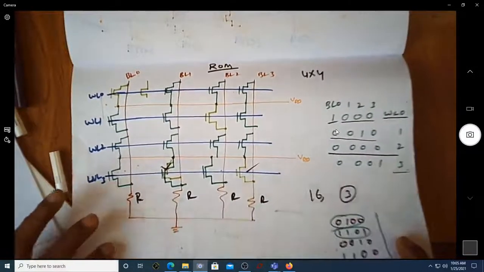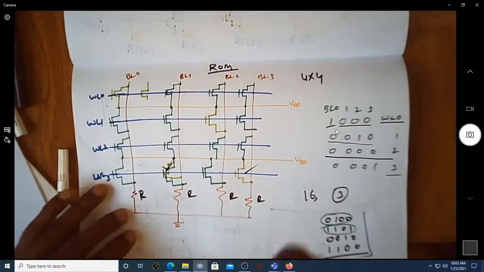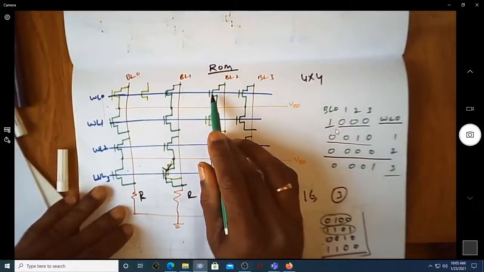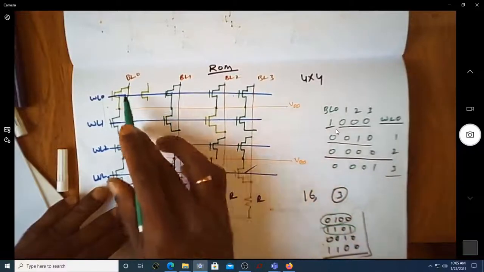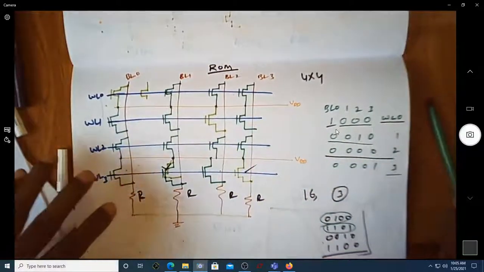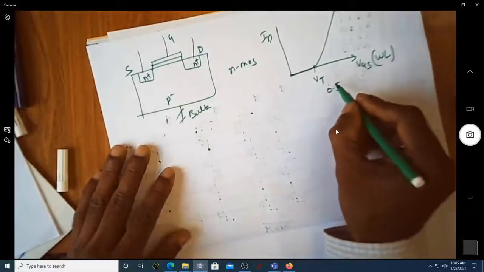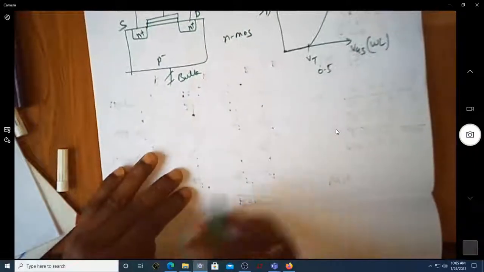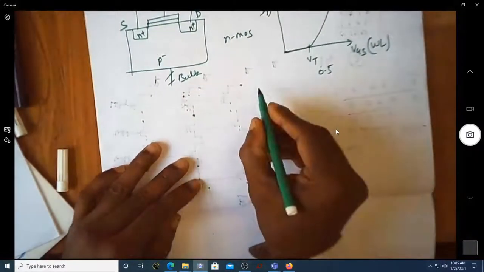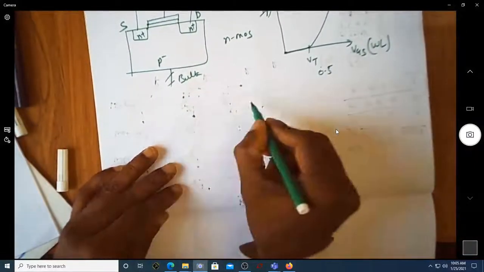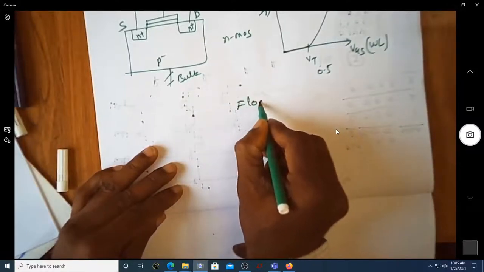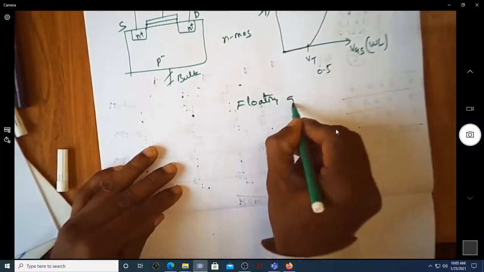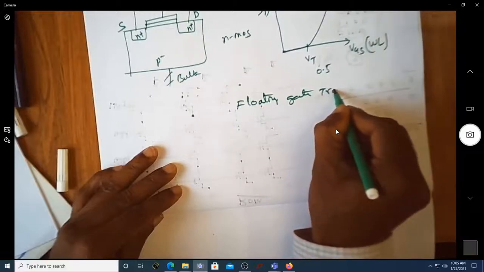Now let us see what type of transistor you're supposed to fabricate between each bit line and the word line. Instead of having a normal transistor with a threshold voltage of 0.5, let us think of a different type of transistor, which is called a floating gate transistor.